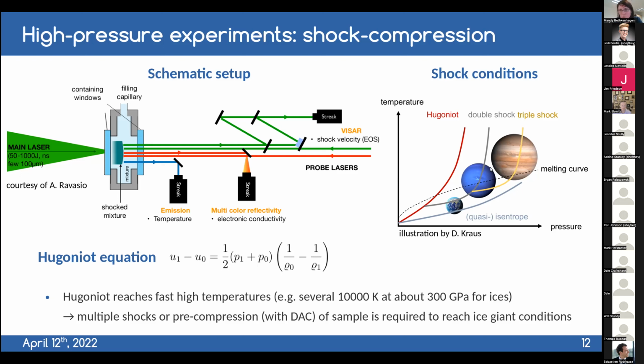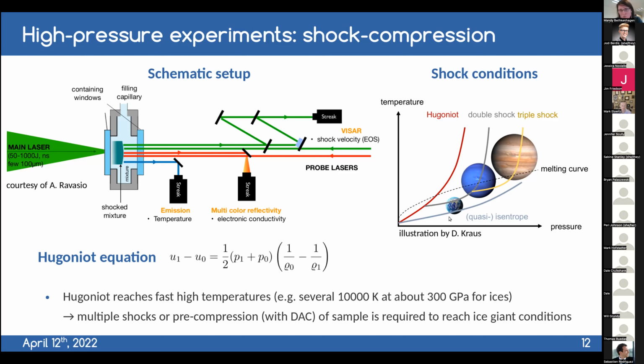So what's the problem here? If we just use the Hugoniot and just compress, we really quickly run into a state that is very hot and not very dense. So actually we fail a little bit in reaching Neptune and Uranus conditions. So what we prefer to do is double shocks or triple shocks, or even better, for example, ramp compressions, which is this quasi-isentrope here.